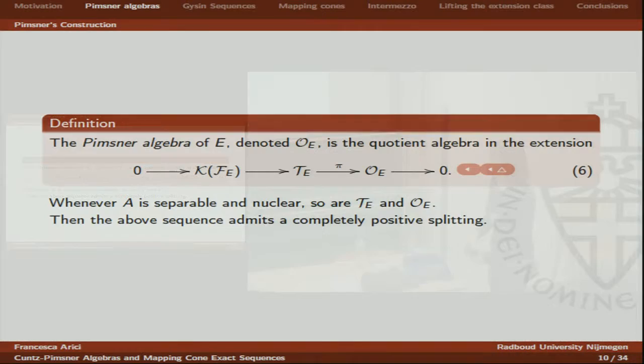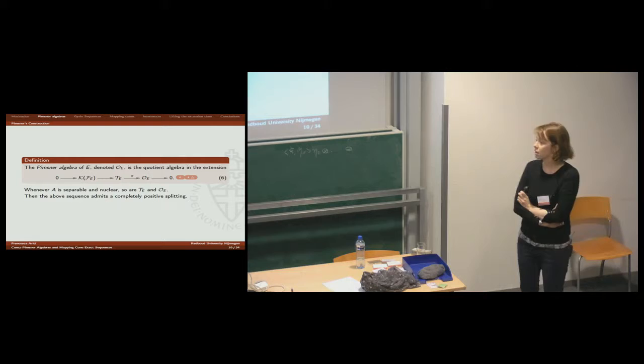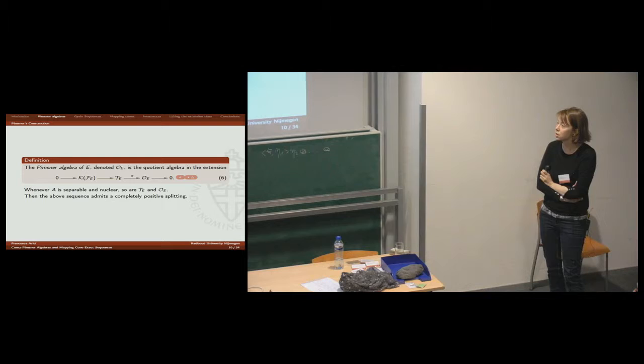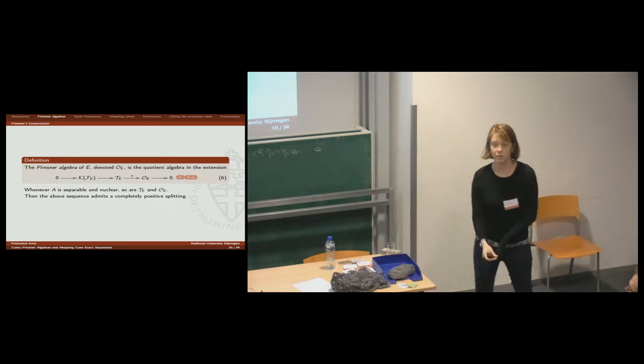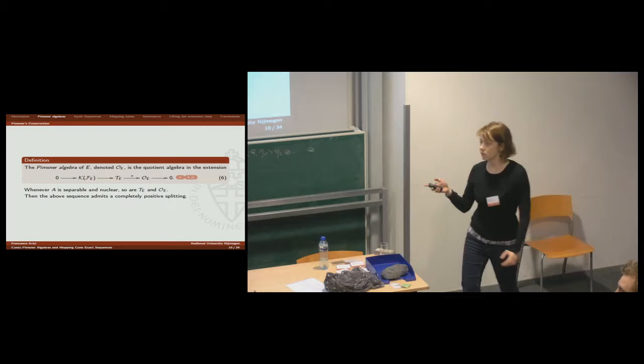So we make some further assumptions. We assume that the algebra of scalars is separable and nuclear. In particular, there are some results that tell us that the Toeplitz algebra and the Pimsner algebra will also be separable and nuclear. And since we will have an extension by a nuclear algebra, we will also have a completely positive splitting. And this we need because we want this extension to give us six-term exact sequences.